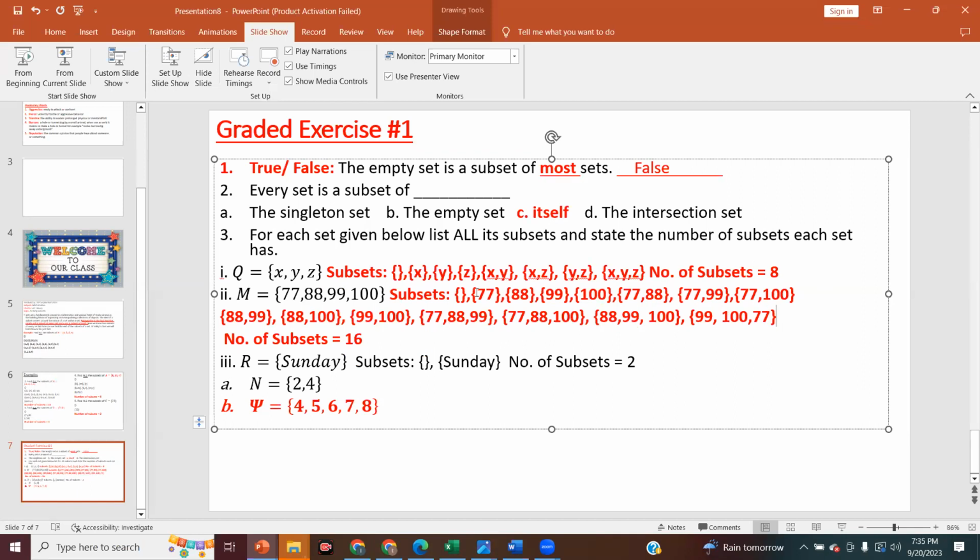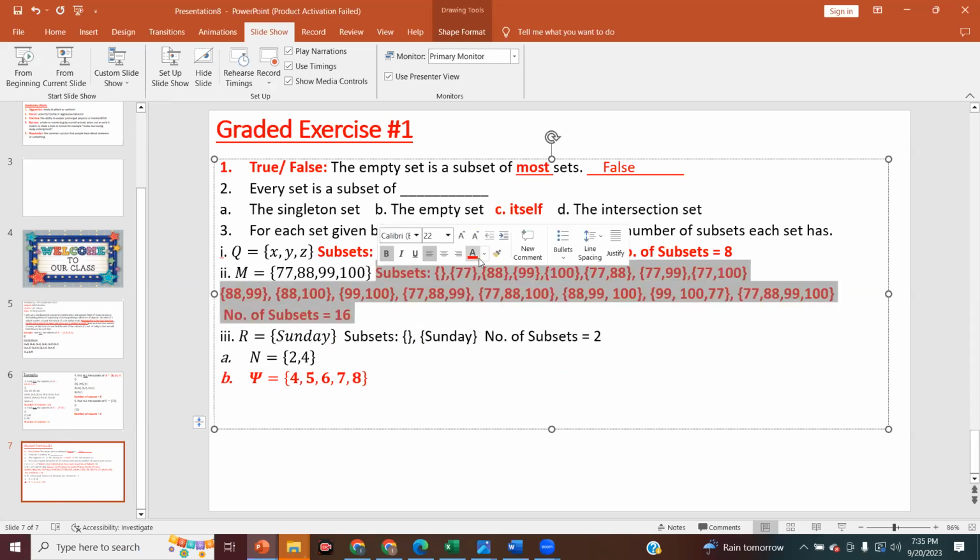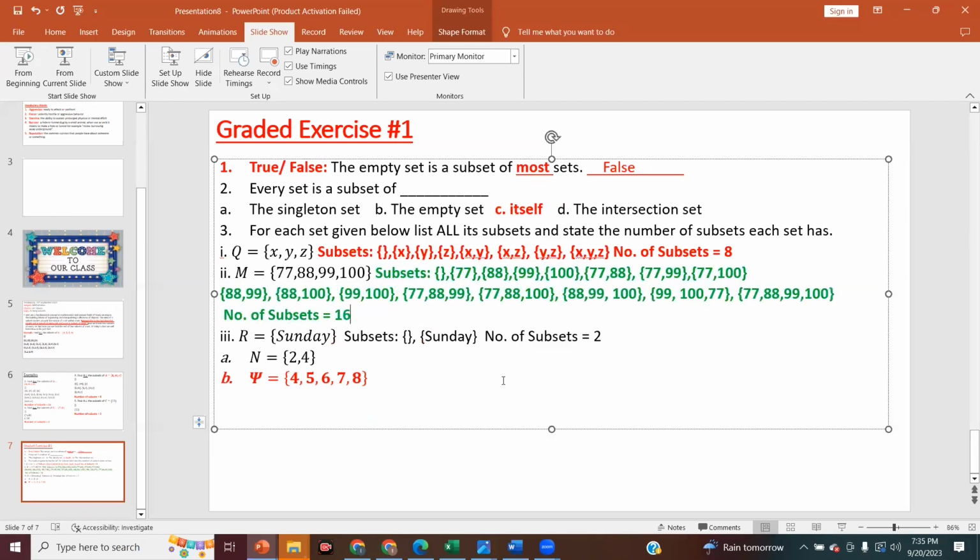No, that's 16. Let's check. 1, 2, 3, 4, 5, 6, 7, 8, 9, 10, 11, 12, 13, 14, 15. Mr. Petit, you forget one more thing. Oh, the set itself: 77, 88, 99, and 100. All right. Good. So now that's 16. Do we have that? Yes, sir. Okay, good, that's all.